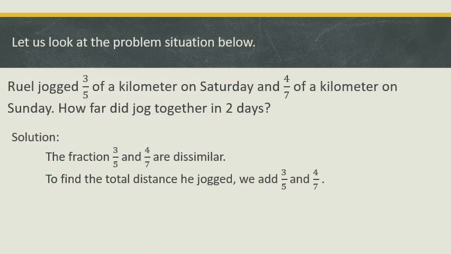So, let us look at the problem situation below. Ruel jogged 3/5 of a kilometer on Saturday and 4/7 of a kilometer on Sunday. How far did Ruel jog together in 2 days? So, on Saturday, Ruel ran 3/5 of a kilometer. While on Sunday, 4/7.